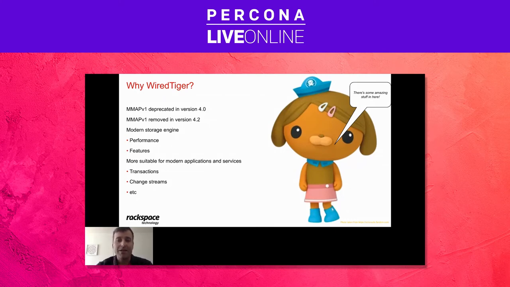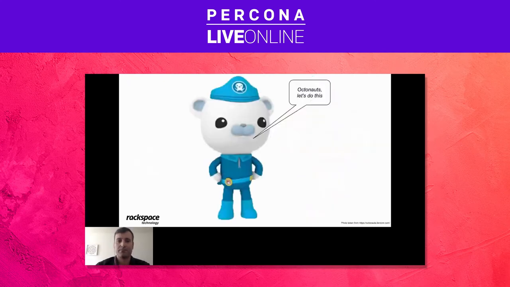But again, even if MMAP hadn't been discontinued, the change to WiredTiger is unavoidable. If you have a modern application, you need a modern storage engine like WiredTiger that has numerous features required by modern applications, like transactions or change streams, etc. On top of that, you get better overall performance, mainly by the improved locking mechanism that WiredTiger has, now that it's better integrated with Mongo.